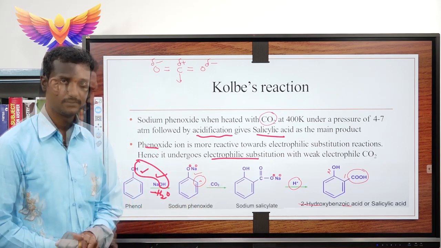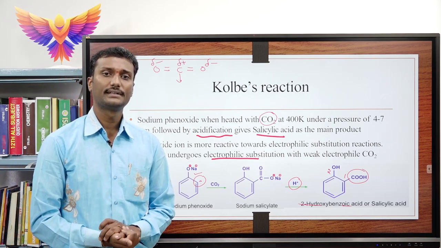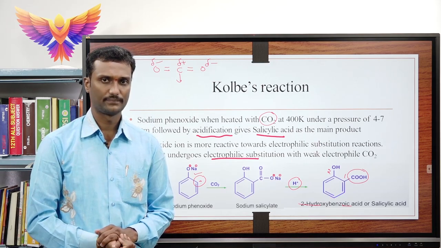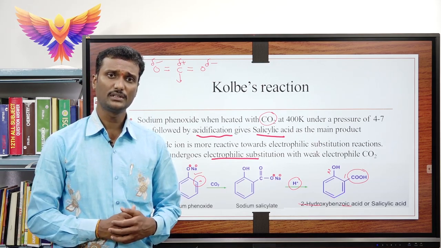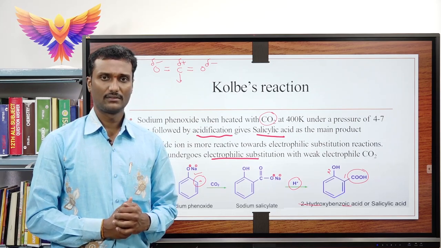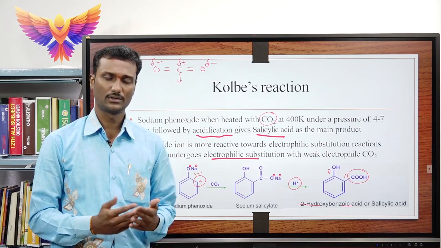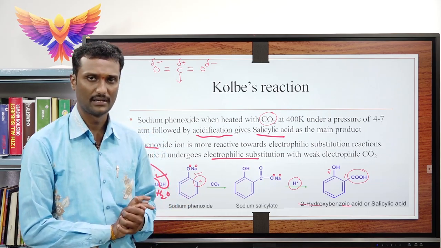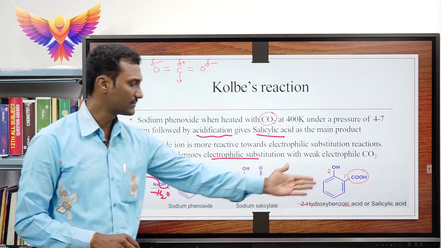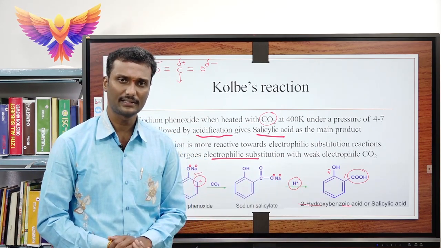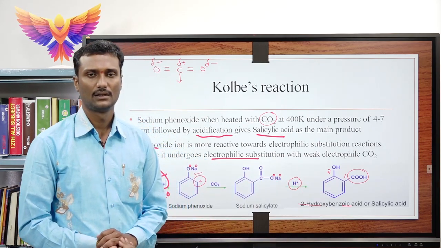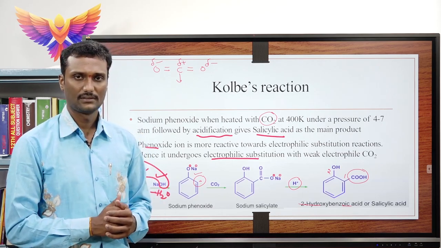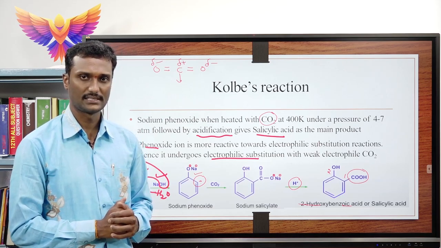Students, just to recall, in the last session we learned how to prepare aspirin. Aspirin is one of the important products that we use as a painkiller to relieve pain. How is that aspirin prepared? Yes, when salicylic acid is reacted with acetic anhydride in the presence of pyridine, it gives aspirin, 2-acetoxybenzoic acid. Am I right?